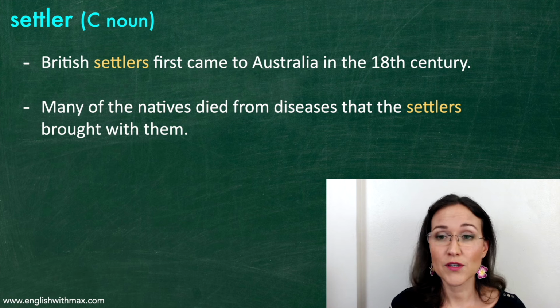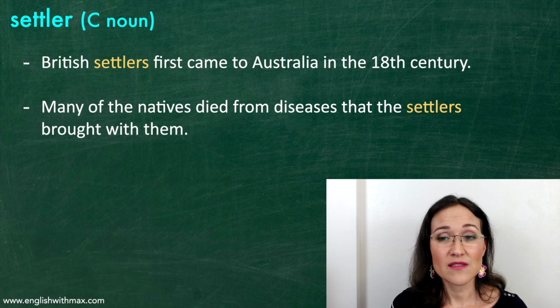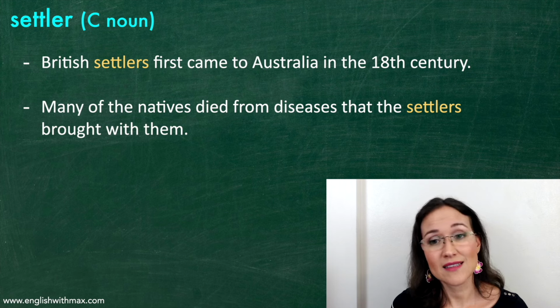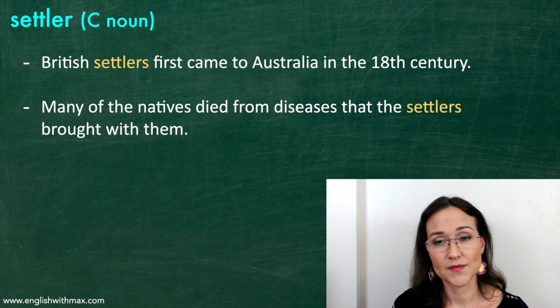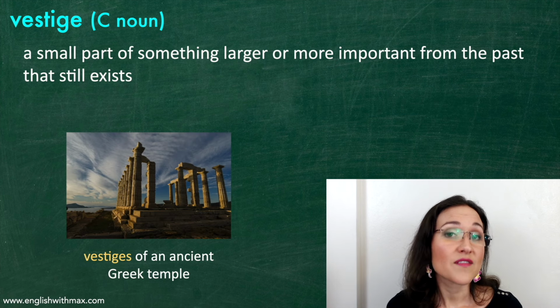British settlers first came to Australia in the 18th century. Many of the natives died from diseases that the settlers brought with them. The final word for this topic is vestige.